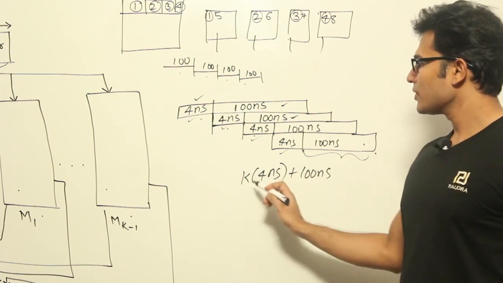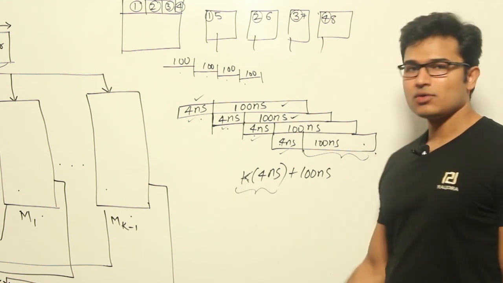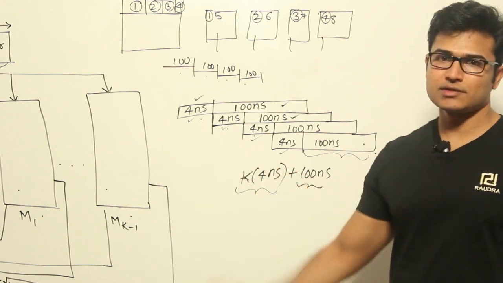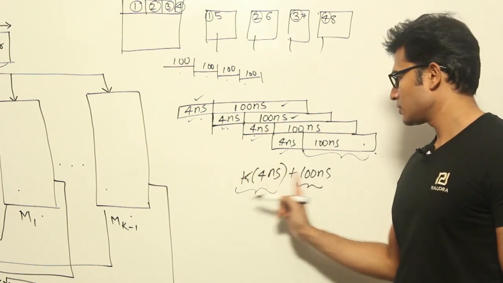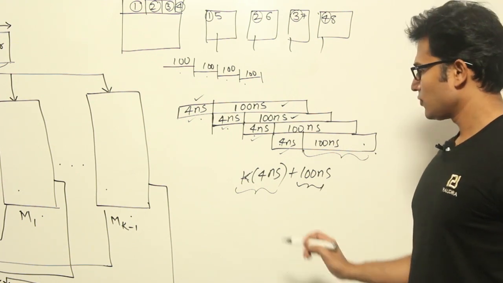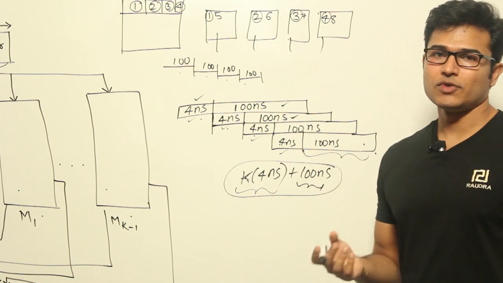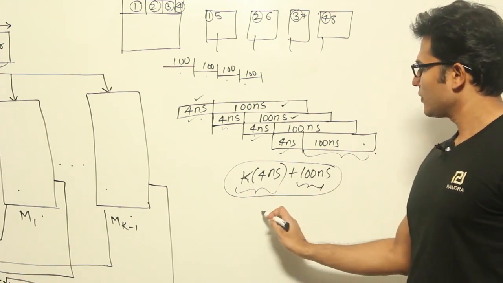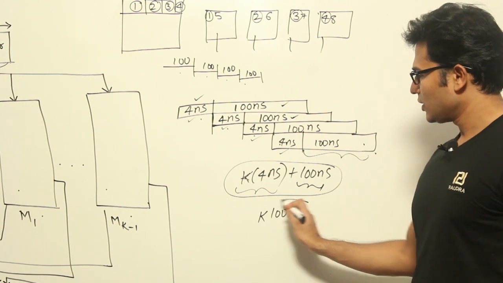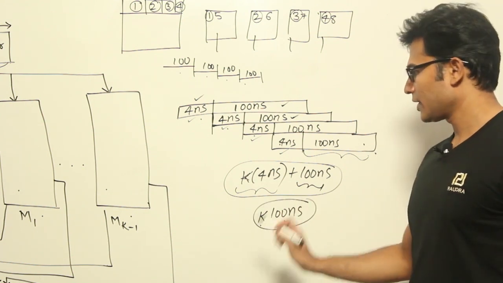So however many words you are going to read, it is simply going to take k into those 4 nanoseconds plus 100 nanoseconds in this example. And if you are changing these numbers, you have to change them accordingly. Got it? And in case you are not using this method, if you use the normal memory without the interleaving concept, then you will end up having k into 100 nanoseconds, because you will not be able to overlap any of the operations, and for each word it is going to take 100 nanoseconds.